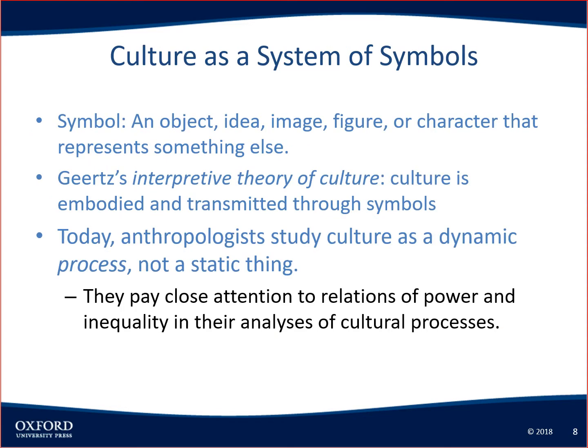And so, symbol. An object, idea, image, figure, or character that represents something else. So that would be a heart. When we typically see a heart, we think of love. It's definitely a symbol. Goethe's interpretive theory of culture is that culture is embodied and transmitted through symbols. So he's basically saying that symbols are the way that we are able to reproduce and recognize what culture is.